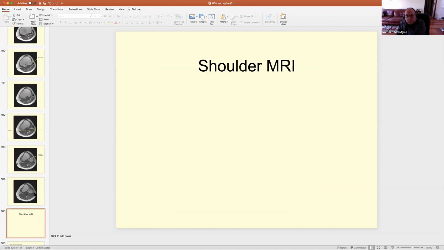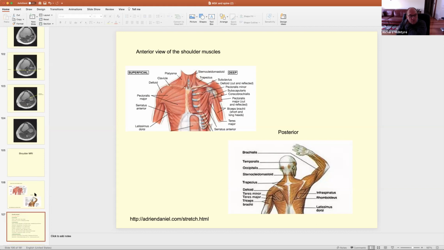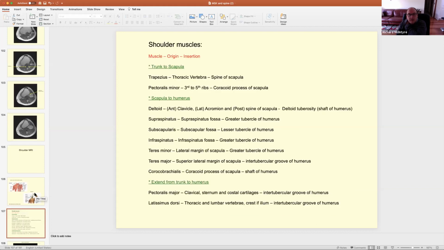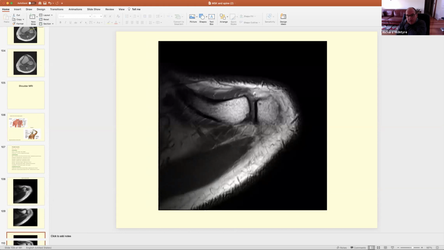Of course, that's the tibiofibular joint. Okay, so some muscles of the shoulder. You've got a couple of examples there. I'm sure you've got a lot of textbooks, you've got a lot of websites that you can look at. There's some origin insertions. So if you learned those origins and insertions of the shoulder muscles, you'd be able to work out what's what, okay? With a bit of prior knowledge, I should.